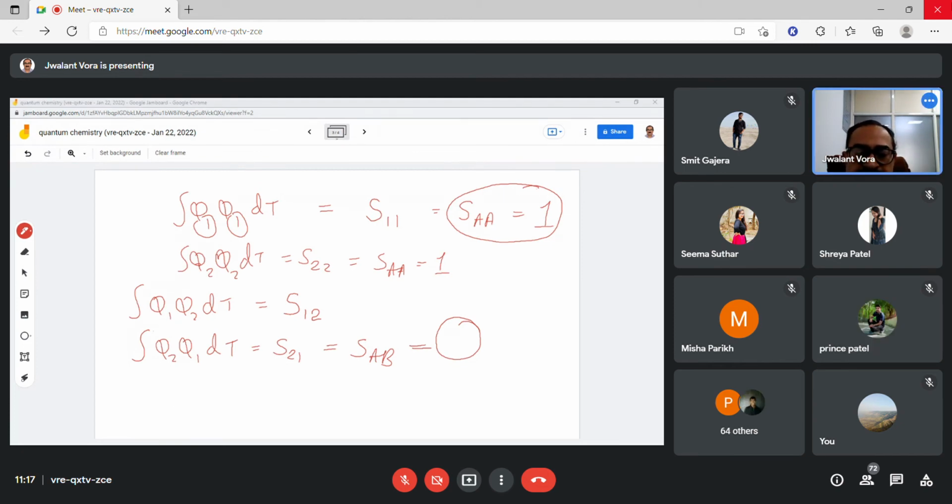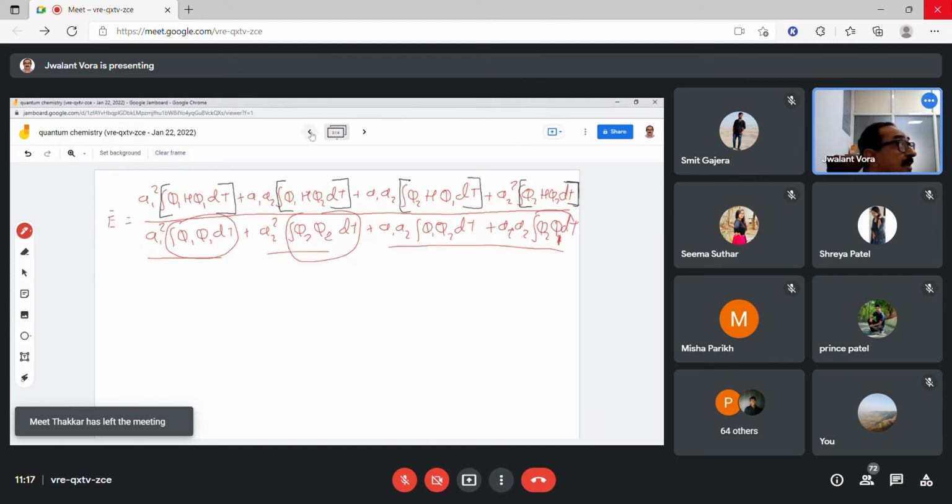So any SAB value will be equal to 0. So let us substitute all these integrals values. 10 મિનિટમાં આપણે આ સોલ્વ કરી દઈશું. It will be done, no problem.